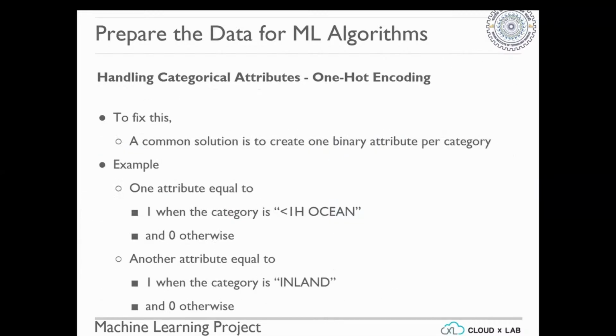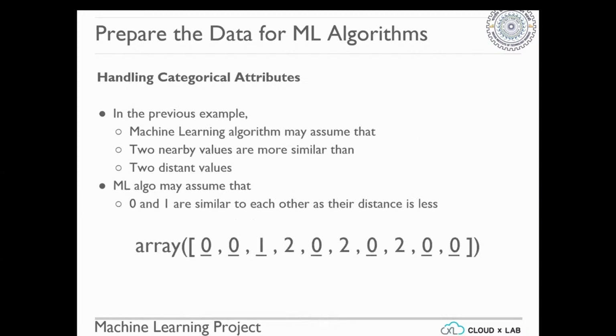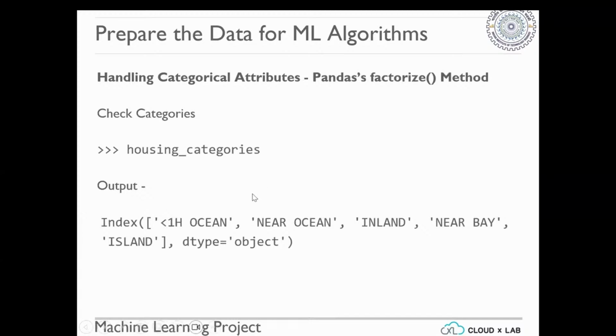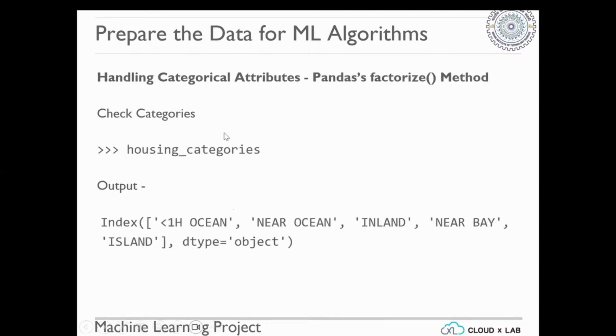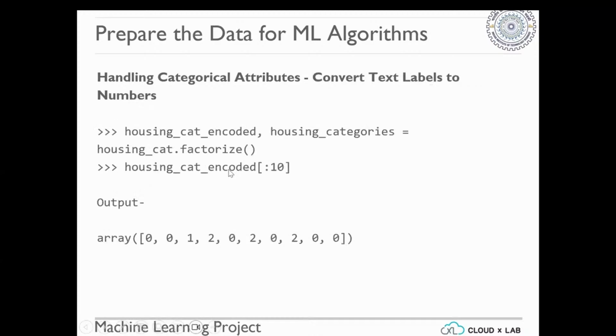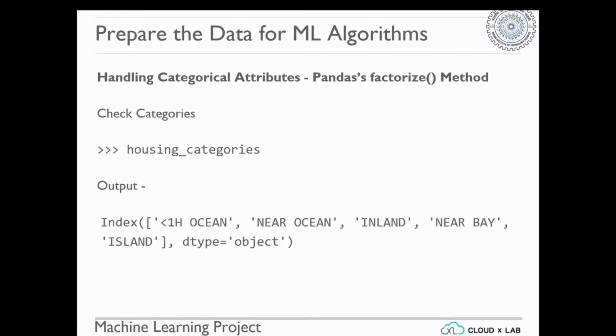So here ocean was our categorical attribute, right? Here we have several types of categories: less than 1 hour ocean, near ocean, inland, near bay. These are the categories. We have to convert this attribute into some feature representation, a numerical representation. For that we will use one-hot encoding.